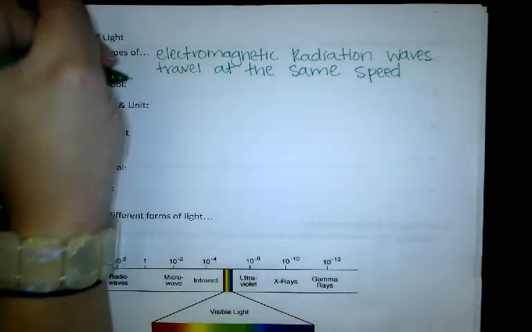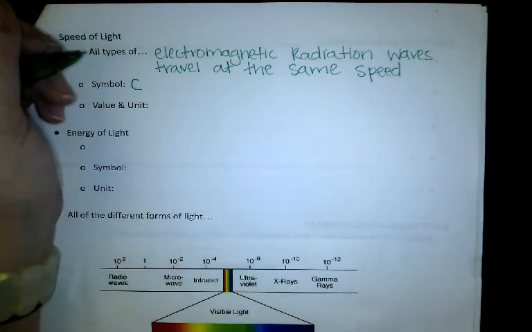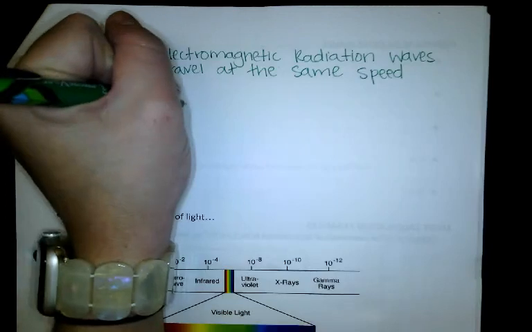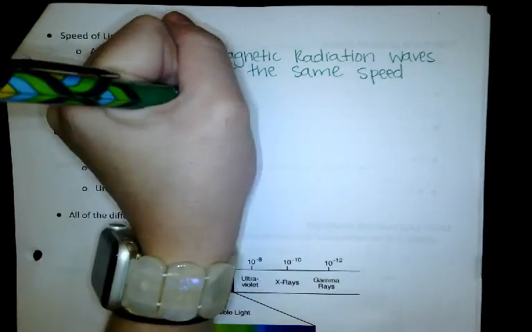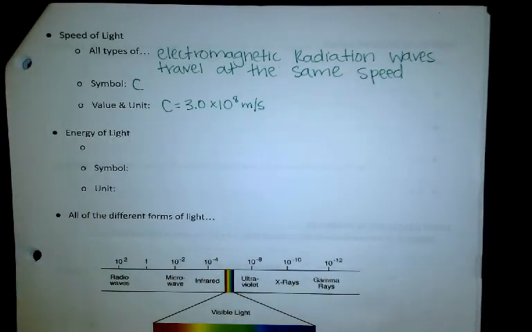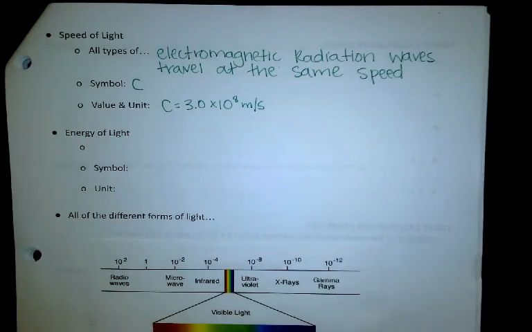Now the symbol for the speed of light is c, and the speed of light is going to equal 3.0 times 10 to the 8th meters per second. So that means in 1 second, light can travel 3 times 10 to the 8th meters. Now, that is incredibly fast, okay? Very fast. That would require a lot of energy to actually travel at the speed of light, and so we have not yet been able to achieve that.